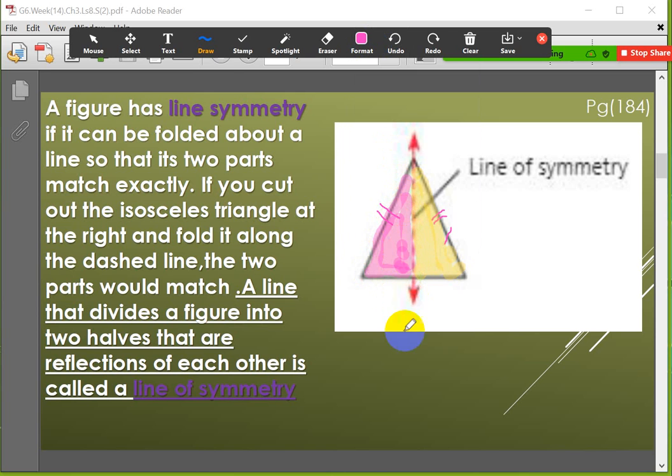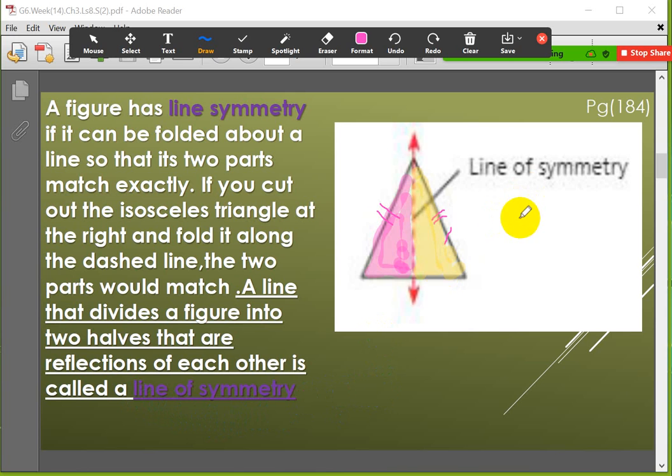Okay, so when any line divides a figure into two shapes or two parts, and those two parts are exactly the same, we name this line a line of symmetry. That means a line that divides a figure into two halves that are the reflection of each other is called a line of symmetry.